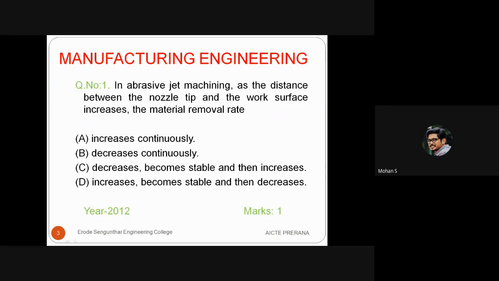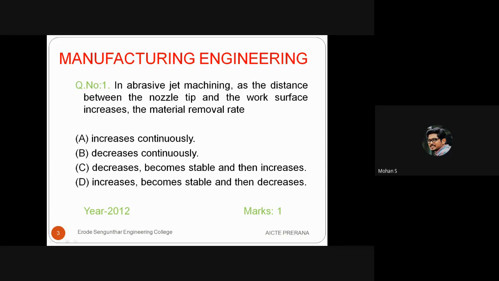The first question is, in abrasive jet machining, as the distance between the nozzle tip and the work surface increases, the material removal rate. The question is, when the distance between the nozzle tip and the work surface gets increased, what will be the metal removal rate? They are asking what will be the MRR.